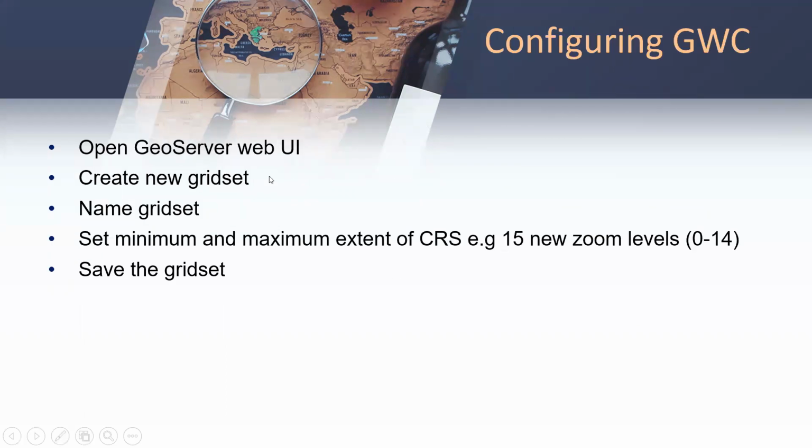So how can we configure the GeoWebCache? This is how we do it. Of course, we have already logged into our GeoServer user interface. The next step is that we are going to create a grid set, and then name that grid set whatever name. Then we are going to set the minimum and maximum extent of the coordinate reference system, and then we will add what you call zoom levels.